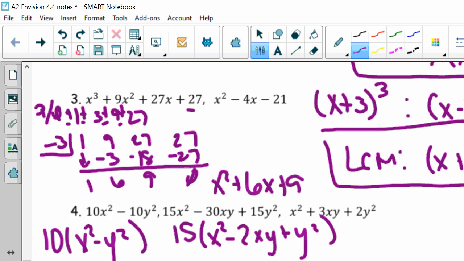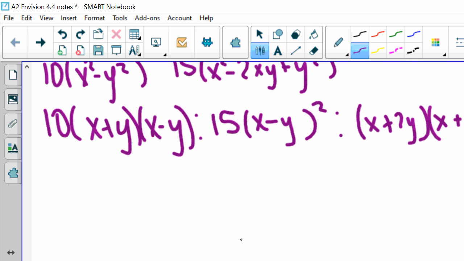And then this last one is going to factor x and x. What can I multiply together to get 2y squared, but add to get a 3xy? Well, that's just going to be a positive 2y and a positive y. All right, so now our LCM, okay? And I can break down, so my 10, that's a 2 and a 5, right? My 15, that's a 5 and a 3. Okay.